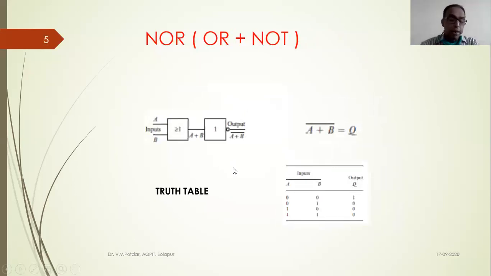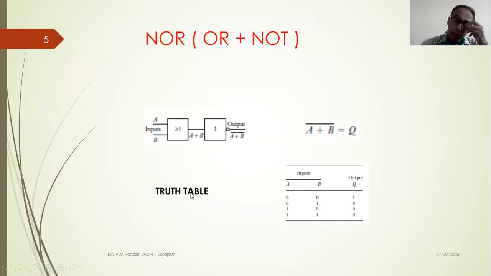Let us see the NOR gate. So NOR is OR plus NOT. Input A, input B. For the OR gate, the symbol is greater than or equal to 1, and A plus B is the symbol for the OR gate. And the NOT gate is a small circle and a dash. Okay, so what is the equation? Our output Q is equal to (A plus B) bar, or the inversion of A plus B.